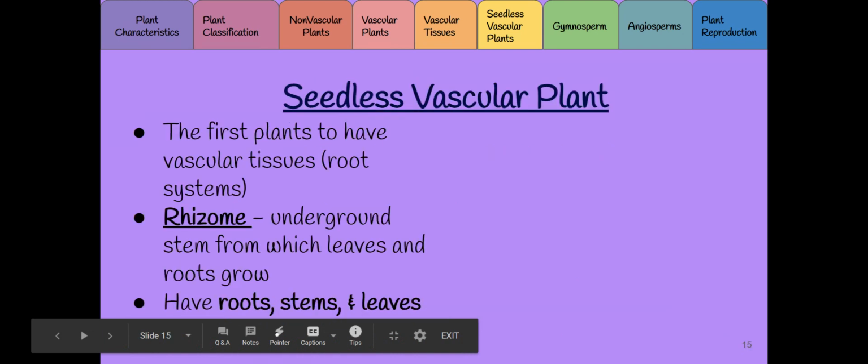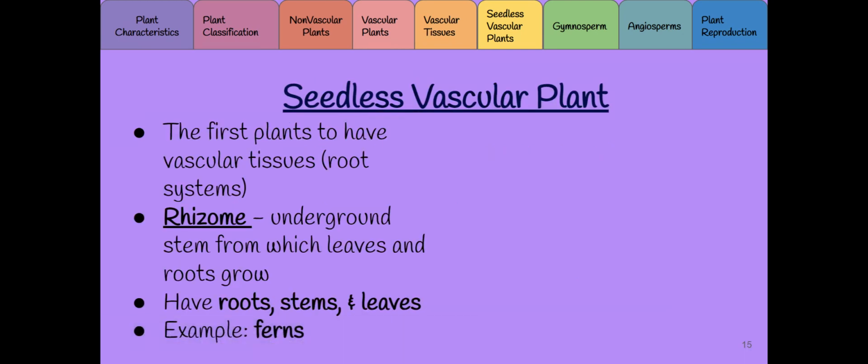Our next slide talks about seedless vascular plants. These were the first plants to have vascular tissue and root systems. They have rhizomes, underground stems from which leaves and roots grow. They have roots, stems, and leaves. An example would be ferns.